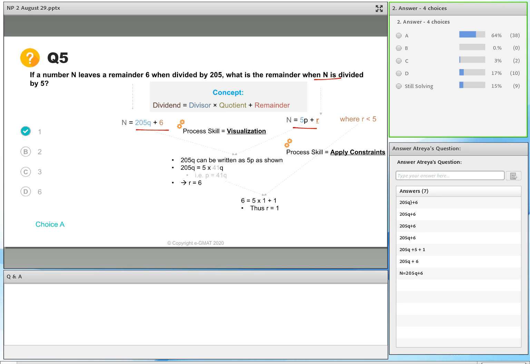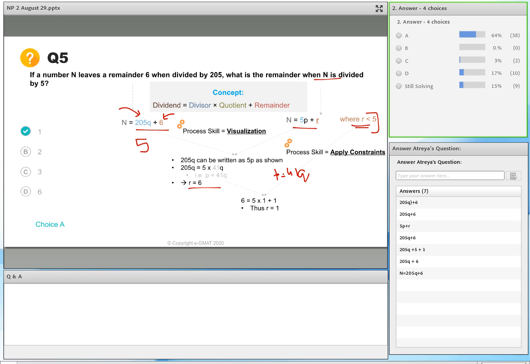because I need to find out the remainder when n is divided by 5. Keep the constraint in mind, r has to be less than 5. Again, we use the same process skill of visualization. What is the divisor? The divisor is 5. Which are the entities which are greater than 5? Both 205q and 6. So I divide 205q by 5 first, and I see that if the value of p is equal to 41q, I can completely divide 205q, right? But with that, I also have the value of r to be equal to 6.